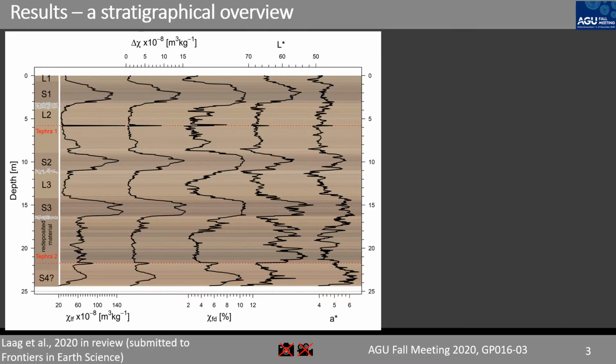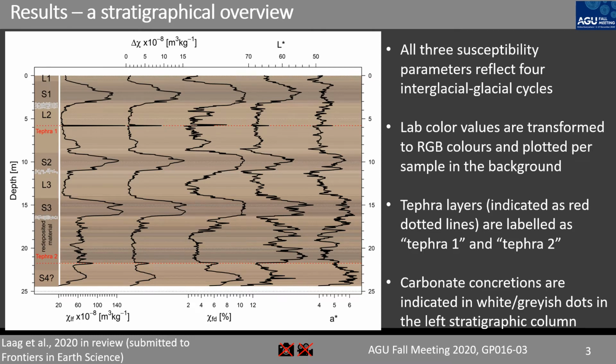Here you can see a stratigraphical overview of selected magnetic and colorimetric parameters. You can see the previously introduced paleosols, which show high values in susceptibility and its frequency dependence. The luminance, for example, is reduced. Note the inverted scale. And the redness is also increased. Furthermore, you can see two tephra layers, which are indicated in red, one in the L2 loess package and one in the middle of the S4 paleosol complex.